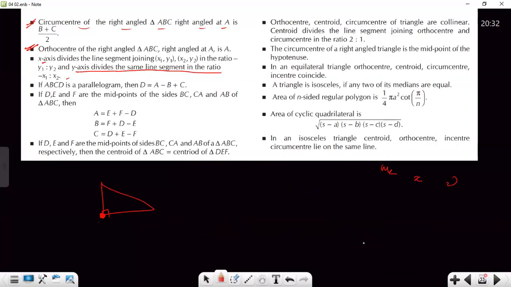Continuing our discussion. If ABC is a parallelogram, then D is equal to A minus B plus C. I'm not sure what they have written as D. It should be the vertices they must be talking about. Yes, right, I've got the confirmation. They are talking about the vertices.